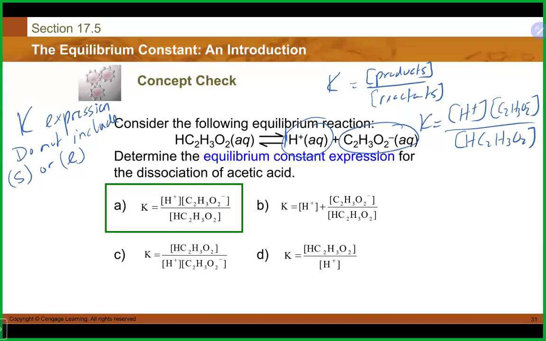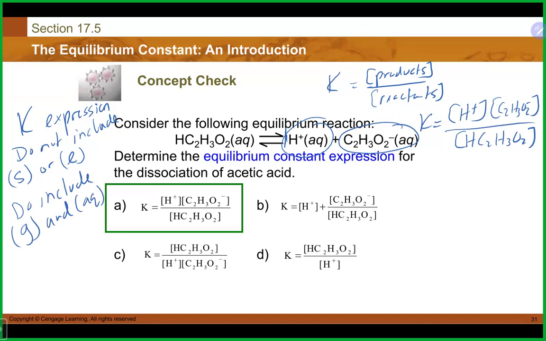What that leaves you is basically 2 things that go in. We do include anything that is in the gas state and anything that is in the aqueous state. So if you have something that is aqueous, you put it into the expression. If you have something in the gas state, you put it into the expression. But if you have something that is solid or liquid, we do not include it.